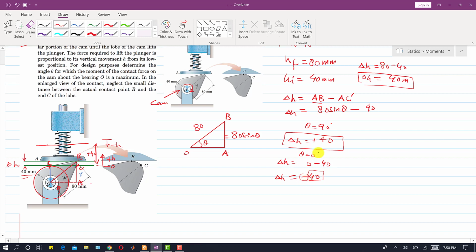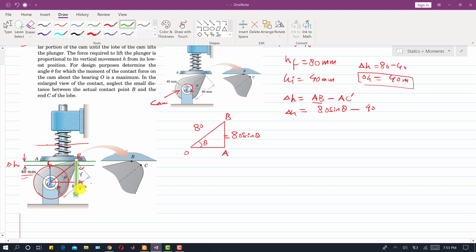So this minus and plus only tells us the direction, right? The plunger can only move 40 mm, so it will move 40 mm up and 40 mm down. Now, as we have discussed, this plunger will also apply a force on this cam profile, and that force will be vertical. So this will be that force, vertically downward.